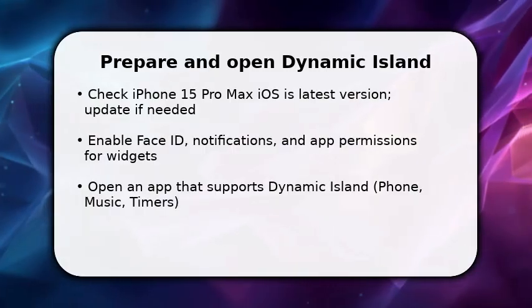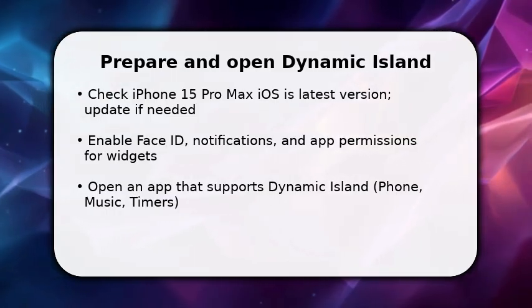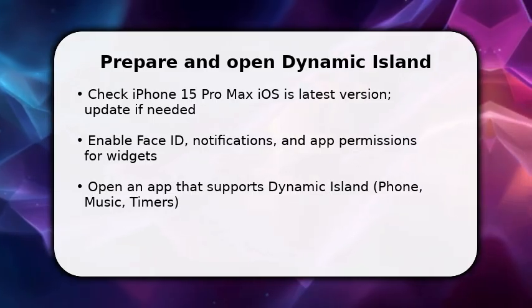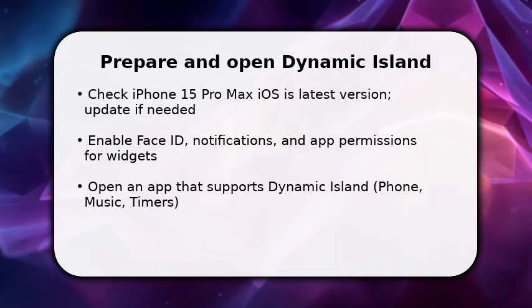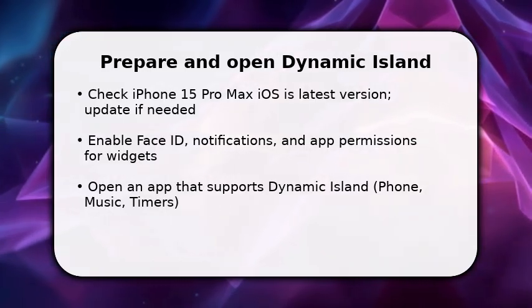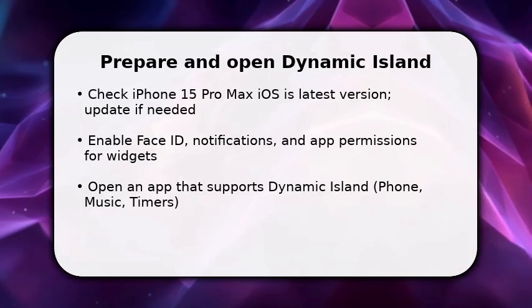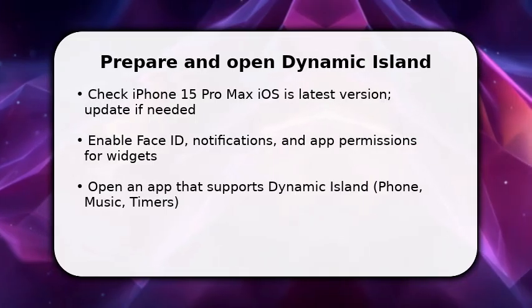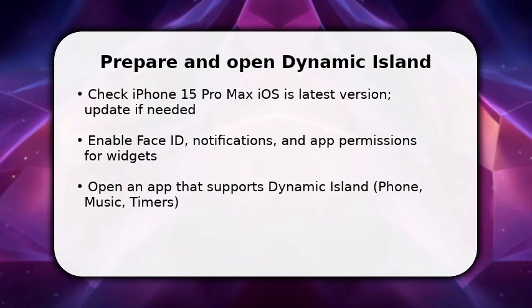You start by confirming prerequisites. iOS is up to date, and apps have notification permissions, so Dynamic Island can show live activity. Once done, unlock the iPhone and open an app that supports Dynamic Island like phone, music, or timers so you can see it in action. Make sure Face ID or a passcode is ready since secure functions use it. This step gets the island visible and prepares the system to accept interactions and live updates immediately.